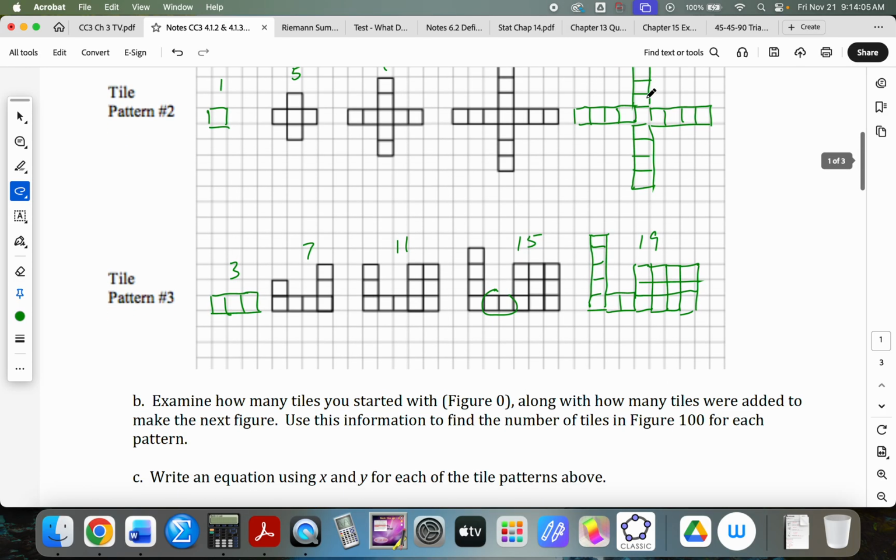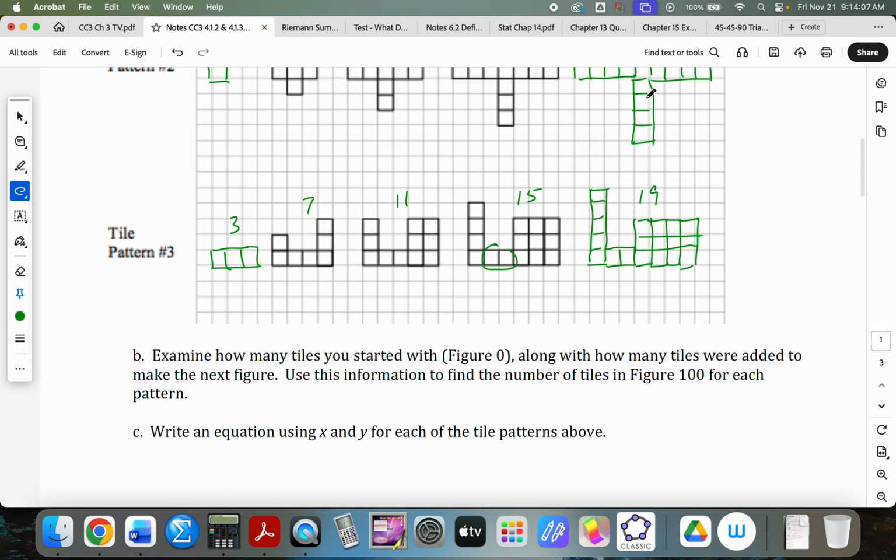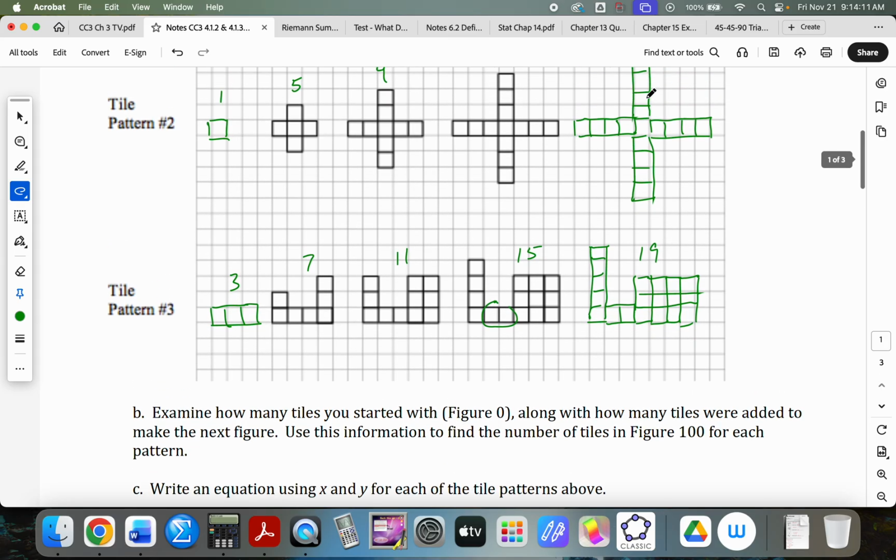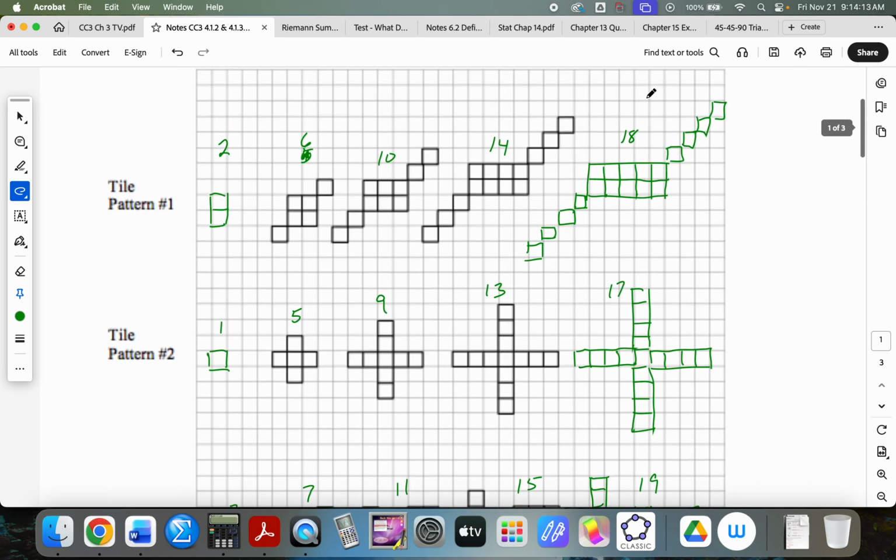All right, then it says, figure out what figure 100 would have for each of these patterns. So this one starts at 2, and then we're going to add on 4 how many times? 100 times. So there would be 402 in that one.